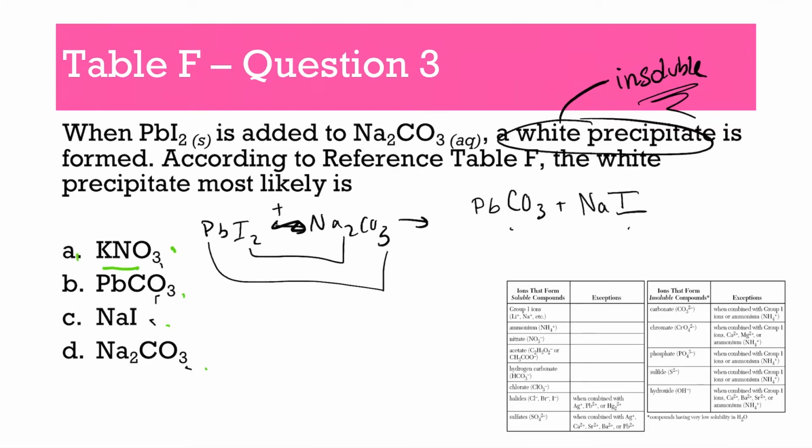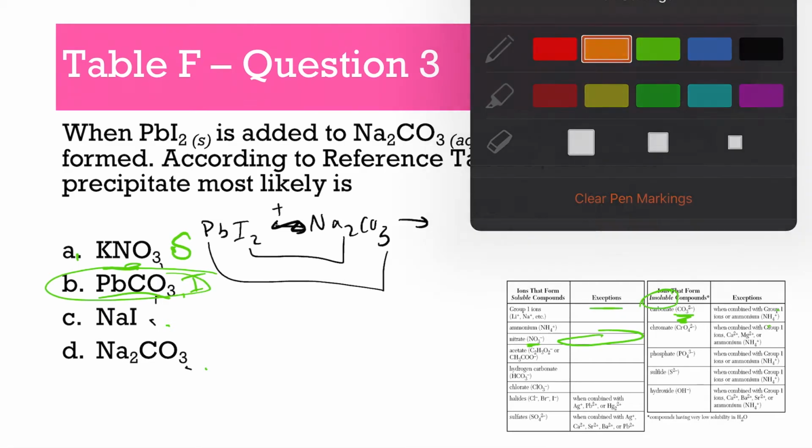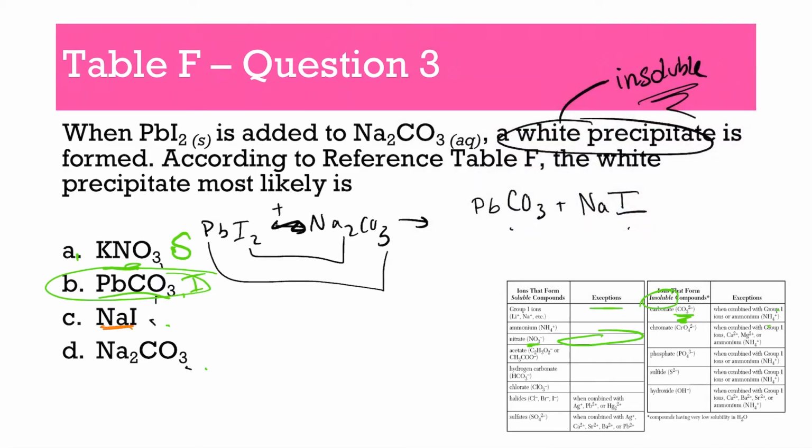So if we look at A first, anything with K, so K is group 1, is soluble. Also NO3, there are no exceptions. That is always going to be soluble. That cannot form a precipitate. Lead carbonate, anything with CO3, that's over here, is insoluble, except group 1 or NH4. Pb is neither of those things. That is your insoluble.